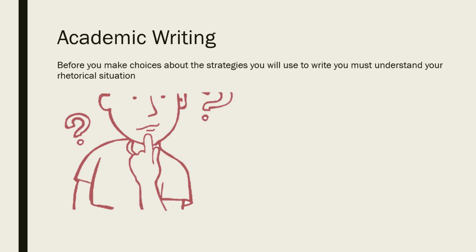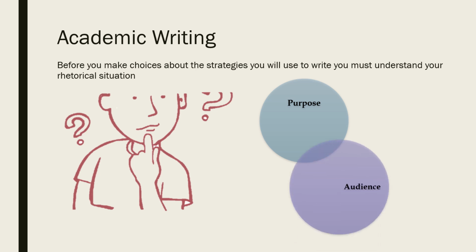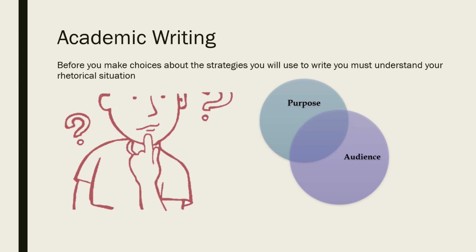Before you make choices about the strategies you will use to write, you must understand your rhetorical situation. What is your purpose for writing? Is it to inform, to entertain, to question, to argue, to explain, to elicit an emotional response? And who is your audience? Who will read your writing? Though it's often your teacher who's required to read your work, you must think beyond the situation. Think in a discipline-specific way. Think public and global contexts.